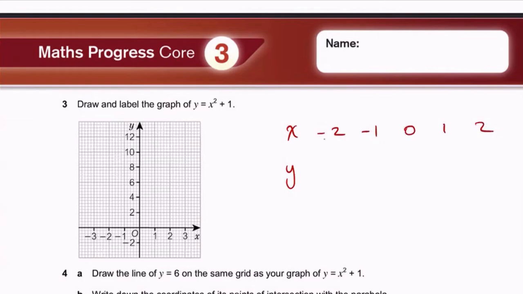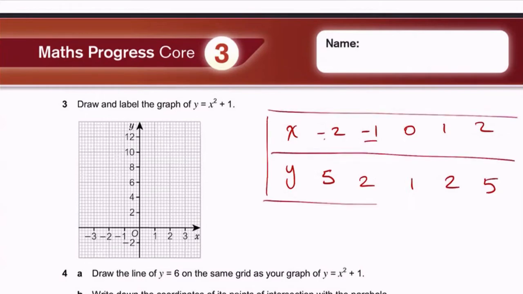Negative 2 squared, 4 plus 1, 5. Negative 1 squared, 1 plus 1, 2. 0 squared, 0 plus 1, 1. 1 squared, 1 plus 1, 2. 2 squared, 4 plus 1, 5. So this is the table which I'm going to plot and draw.